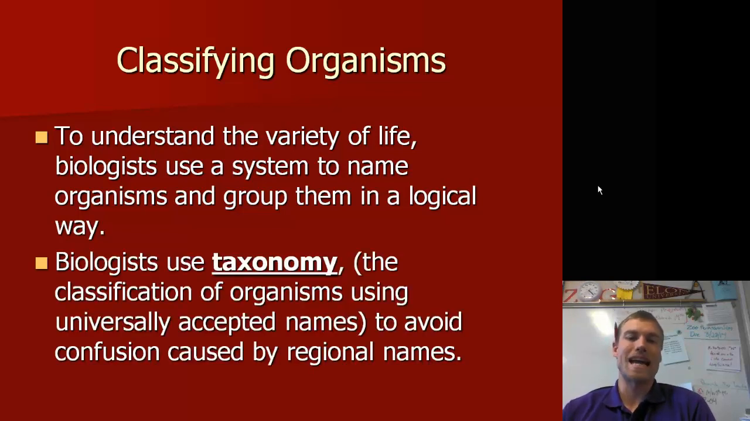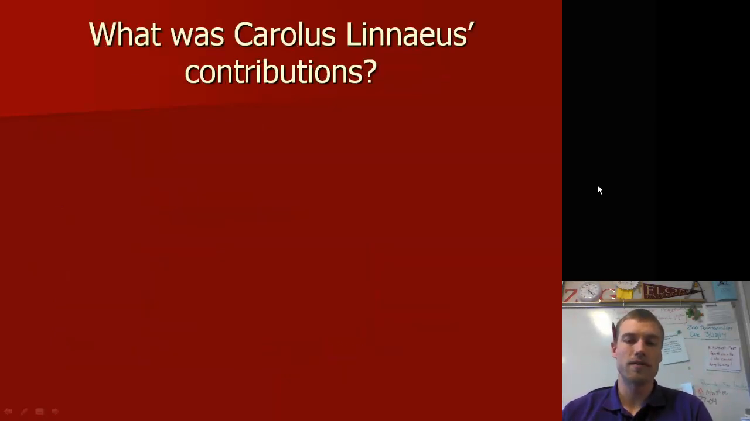So we use taxonomy, which is the classification of organisms using universally accepted names to avoid confusion when we're talking about regional names. Our word for dog is different from the Chinese word for dog, which is different from the Arab word for dog, which is different from the French word for dog. So we use a system that everybody can understand across the whole world to make it very simple and easy.